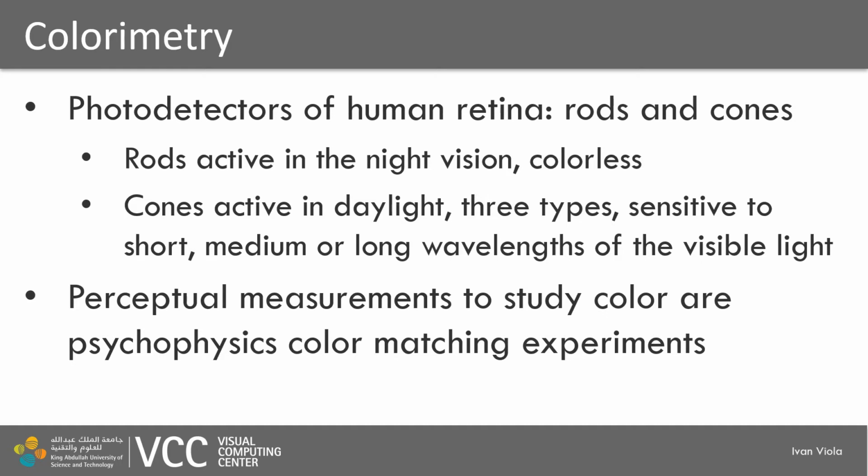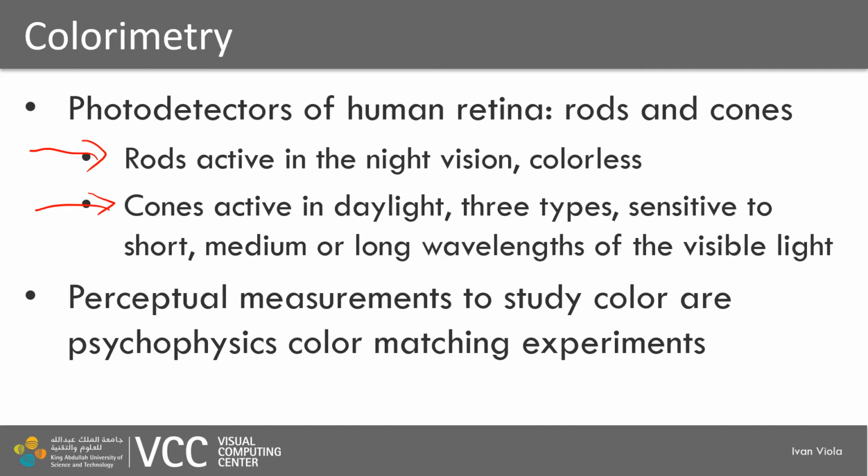I have told you that the human visual system features three different photoreceptors. And that is true. There are three different cones which are responsible for daylight. Except of that, we have also another type of photoreceptor which are called the rods, which are active in the night vision and are colorless. So they are not different types, and they are of just one type.